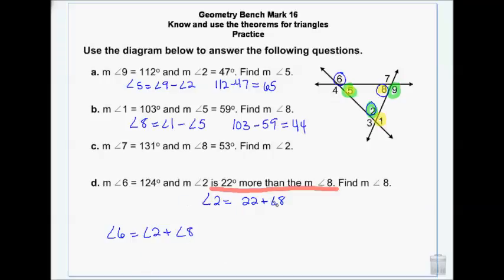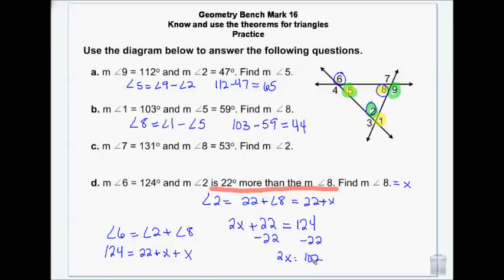So if I put some variable in here for 8, we'll just call angle 8 x. I have 124 is equal to angle 2, which is 22 plus x, plus angle 8, which is also x. So if I put those together, 2x plus 22 will equal 124. And then I solve from there. Minus 22, so 2x is equal to 102. Divide by 2, so x is 51.